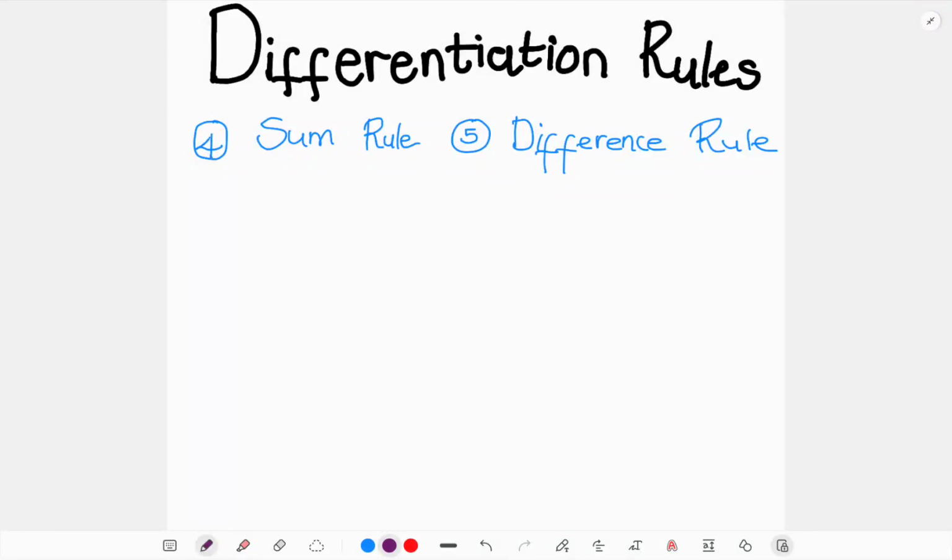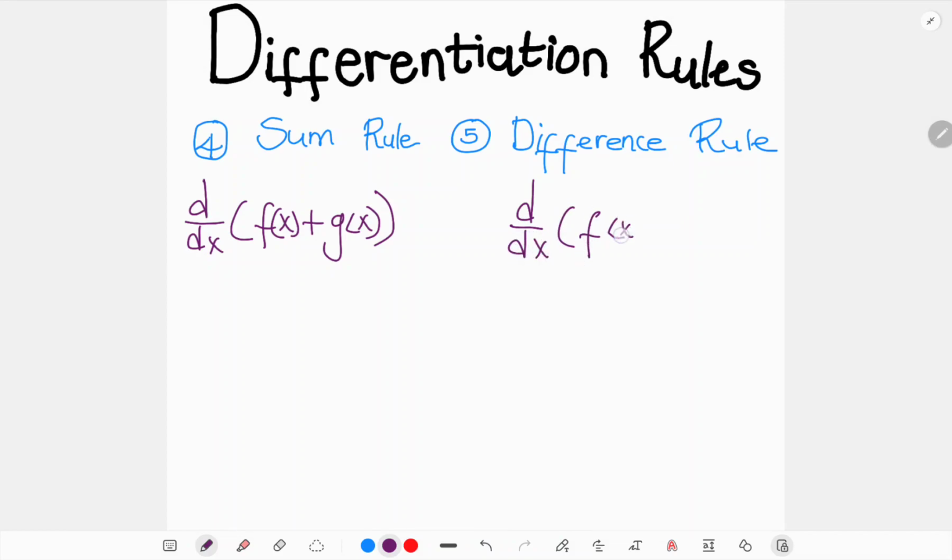I'll demonstrate how to use the sum rule and the difference rule for differentiation. For the sum rule, you have two functions, d over dx of f of x plus g of x, which are added together. For the difference rule, the two functions are subtracted, so f of x minus g of x.